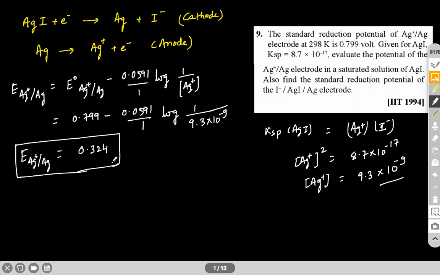This is the first part of this question. Ag+ to Ag electrode in a saturated solution, electrode potential is 0.324 volt. Also find the standard reduction potential of this electrode, I minus, AgI and Ag.